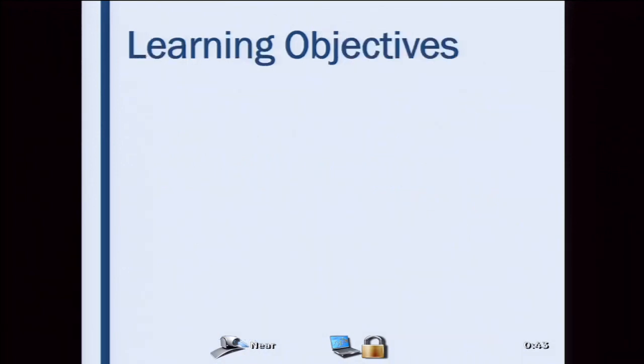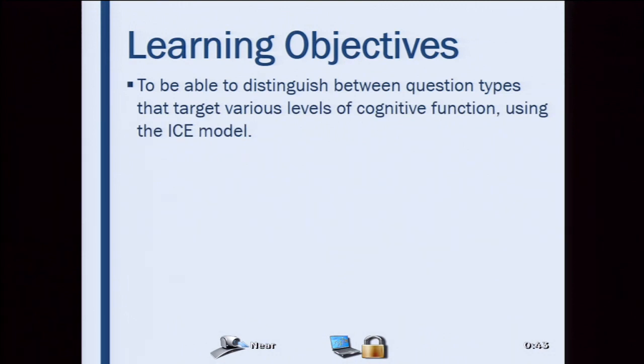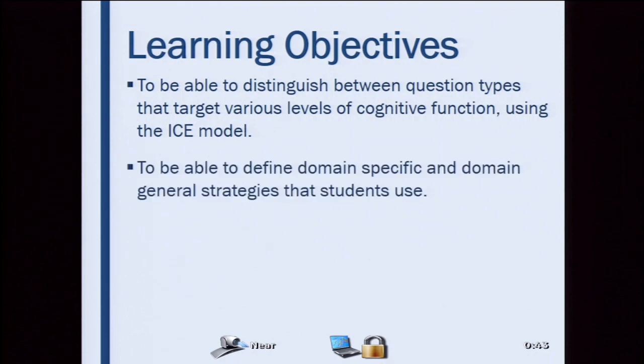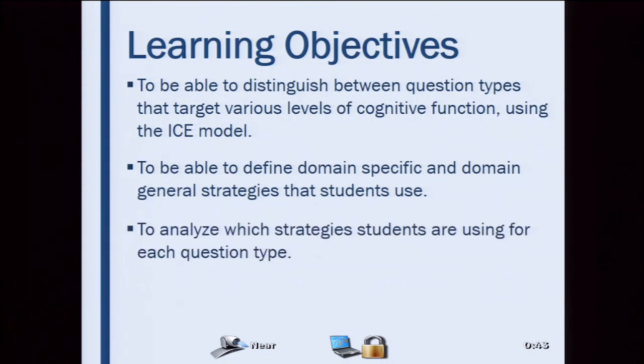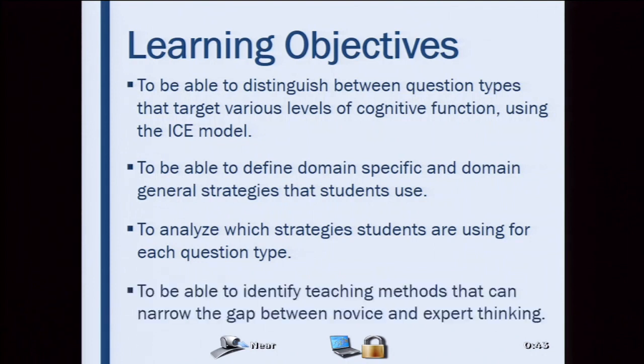So actually we're at the end here. Just going over the learning objectives. Hopefully now you'll be able to distinguish between the question types of the ICE model that we used, be able to define domain-specific versus domain-general, analyze what strategies students are using for each question type, and lastly, identify teaching methods that can narrow that gap between expert and novice thinking.